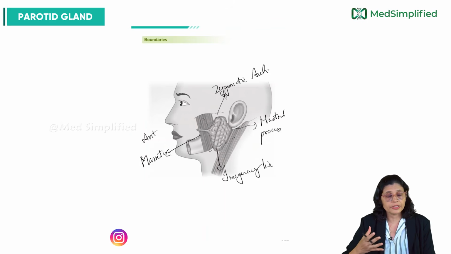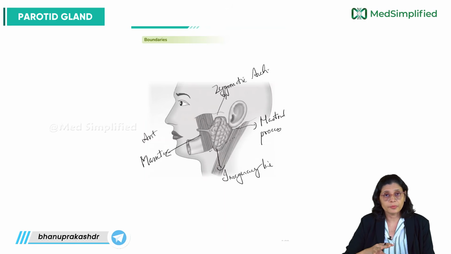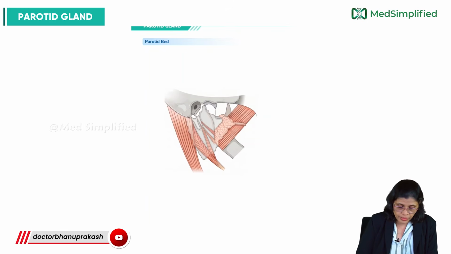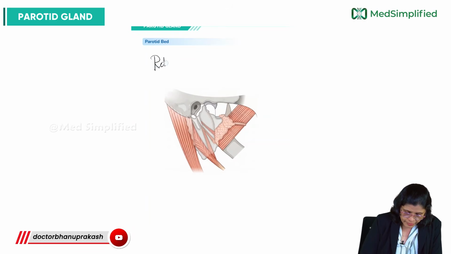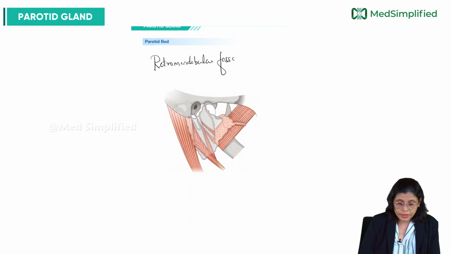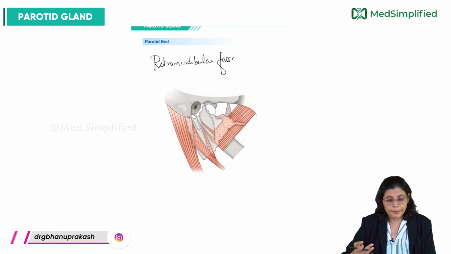The principal content in this region is the parotid gland. That's why it is known as the parotid region. Another structure which we see is the facial nerve. These two structures form the main principal structures in the parotid region. Now the parotid gland in this region is located in a pyramidal fossa. We call this fossa the retromandibular fossa or the parotid bed.